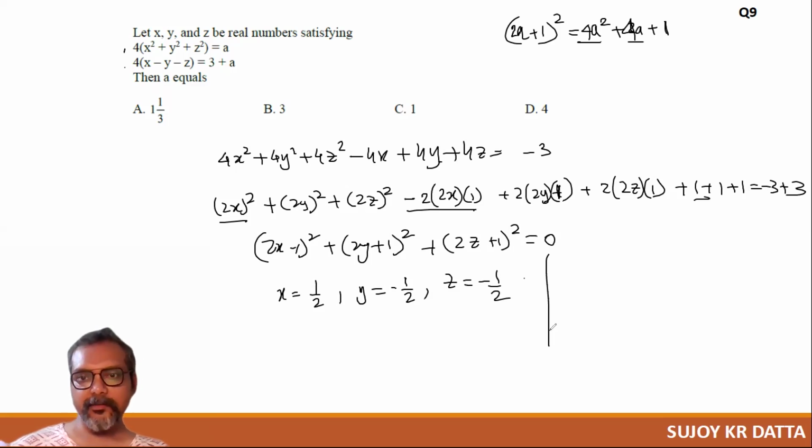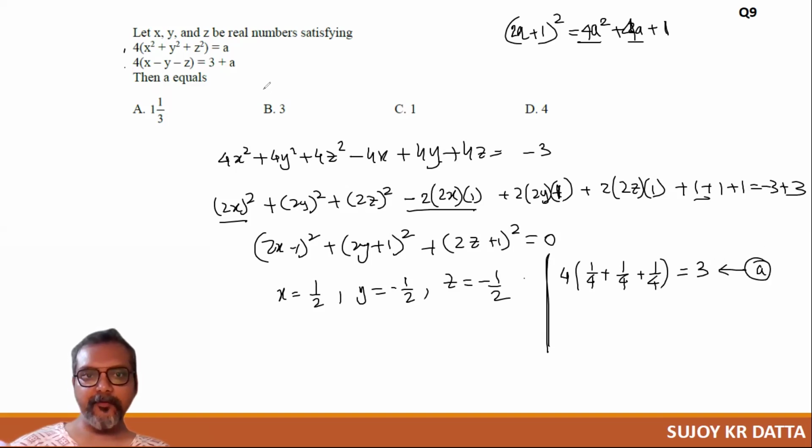So from the first equation, I'll get 4 times x squared plus y squared plus z squared will come out to be 3. So that is our a. So the value of a is 3. Okay, so this was the logic here. Let's go on to the next question.